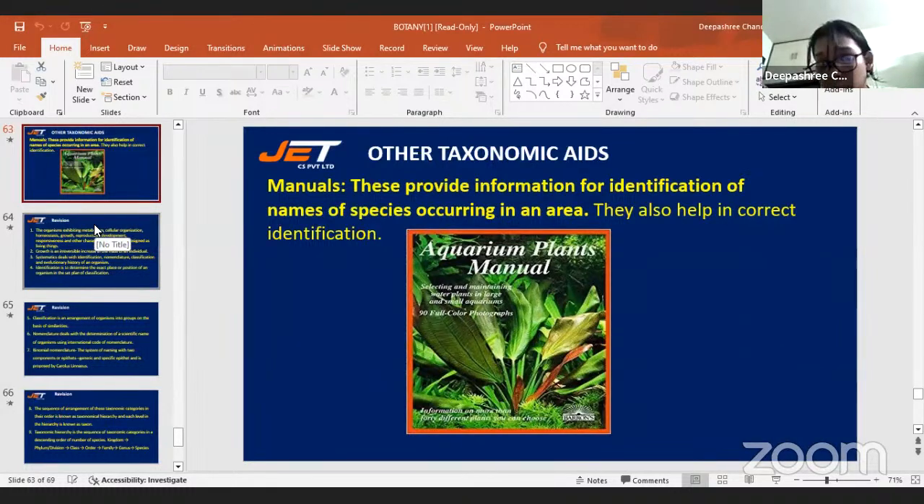So next class we will be starting with biological classification, which covers Monera, Protista. Whatever is included in botany will be covered by me, and the notes will be sent to you accordingly.